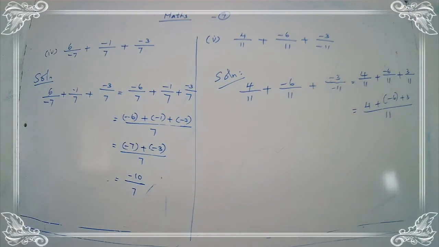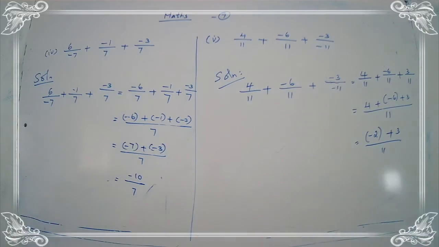You see here the different signs. Different signs means we find the difference and put the greater value's sign. Yes or no? Yes. So 6 minus 4 is 2. What is the greater number's sign? 6. So that's why our answer is minus 2 plus 3 upon 11.